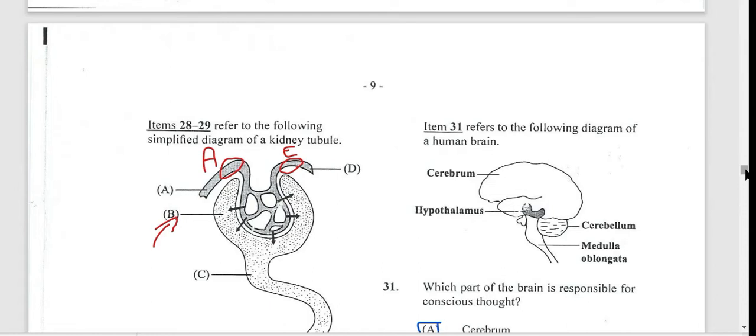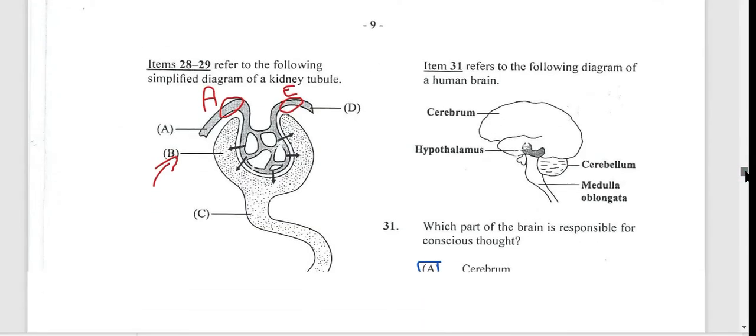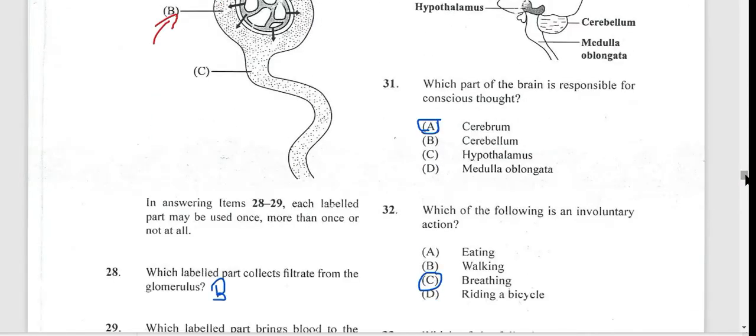Thirty-one refers to the following diagram of the human brain: the cerebrum, we have the hypothalamus, the cerebellum, and the medulla oblongata. 31. Which part of the brain is responsible for conscious thought? That's going to be the cerebrum. Your answer here is going to be A.